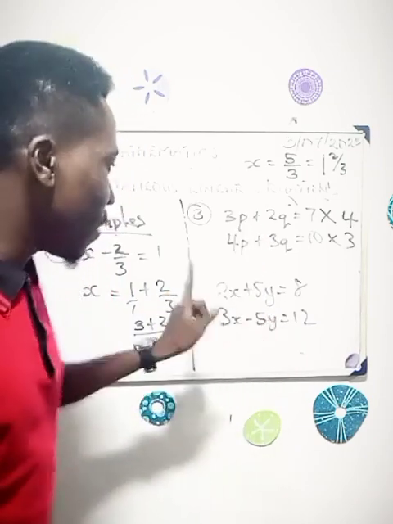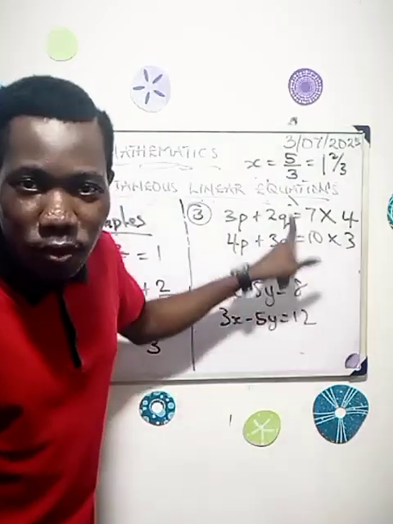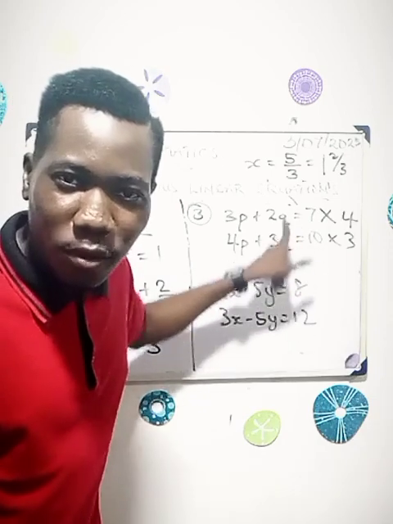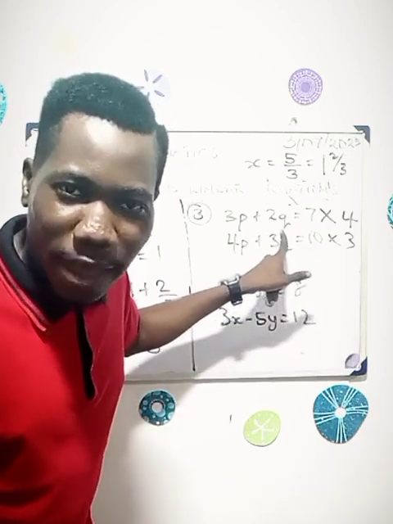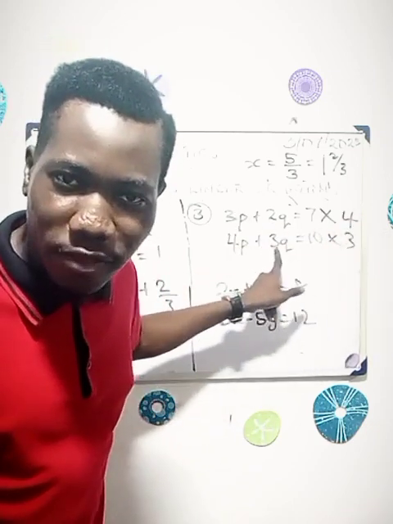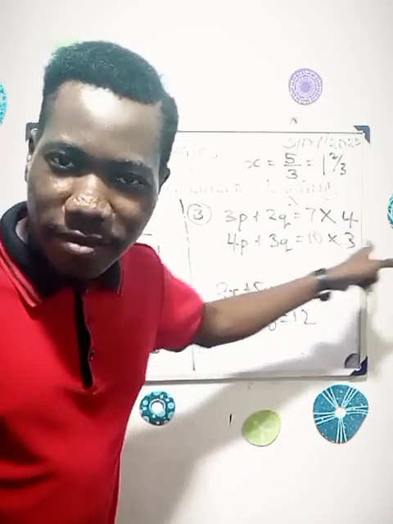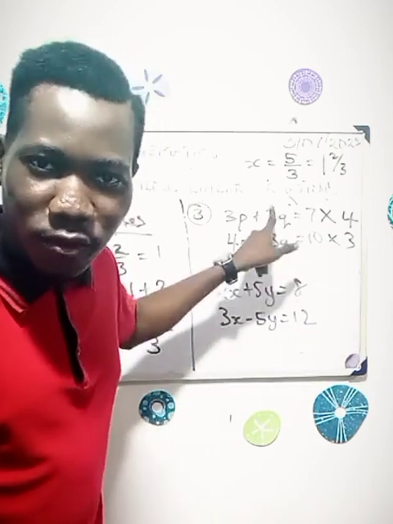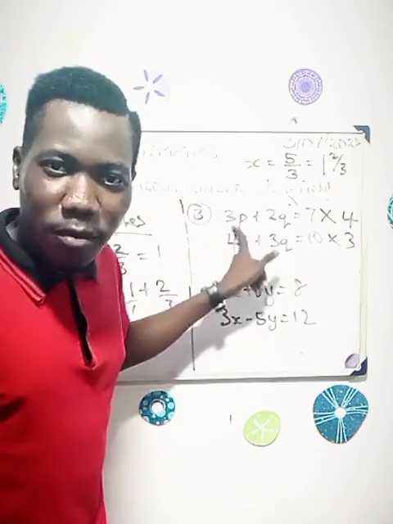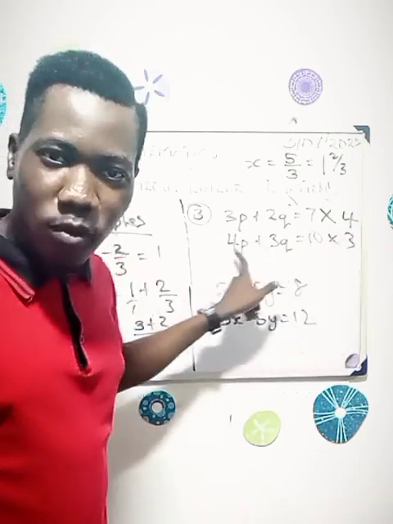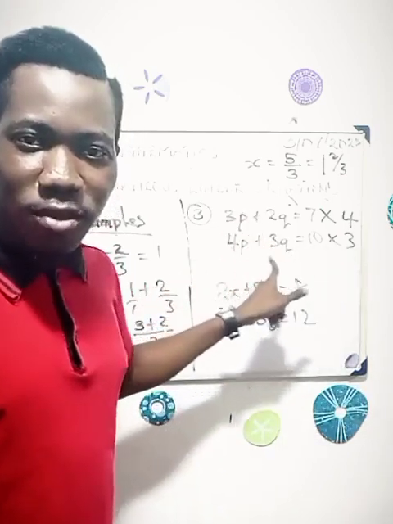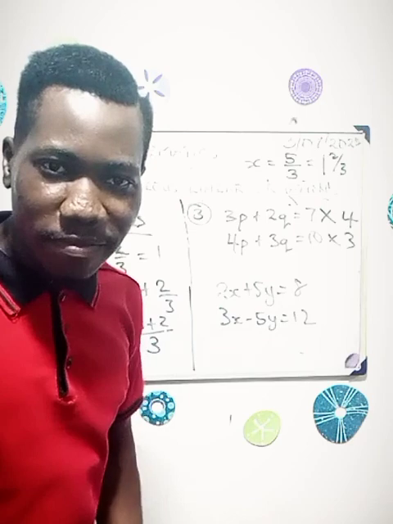I hope you understand. Again, if I want to eliminate q in this equation, the first thing I will do is make the coefficient the same, right? So how do I go about that? I multiply all this by 3, which is the coefficient of q here, and all this by 2, which is the coefficient of q here. Coming back to p now, I'm going to multiply equation 1 by 4, which is the coefficient of p here, and equation 2 by 3, which is the coefficient of p in equation 1. Are we following?